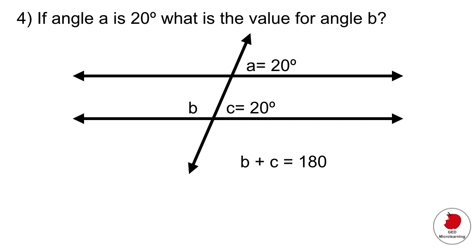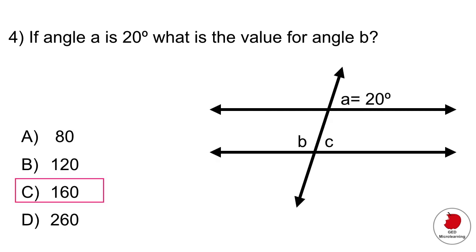So if we go back to our question, right, we have to find what is angle B. We already know that angle C is 20 degrees, and we already have the value for the line, so all you have to do is solve for B. Okay, so you would say B plus 20 equals 180, and then solve for B by subtracting 20 from each side. That gives you 160. Okay, so that's all there is to this question. And that is answer C.